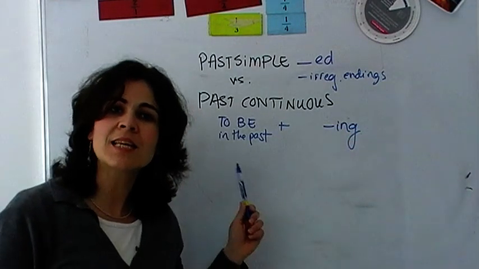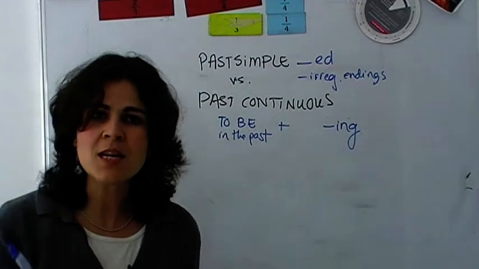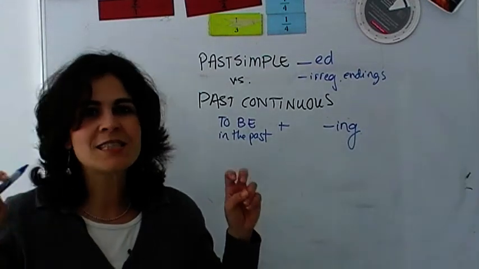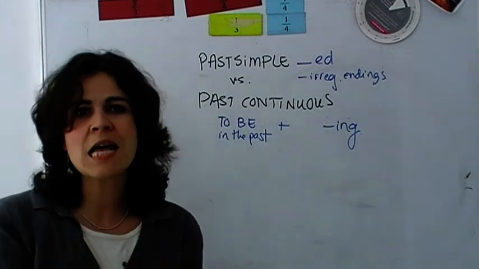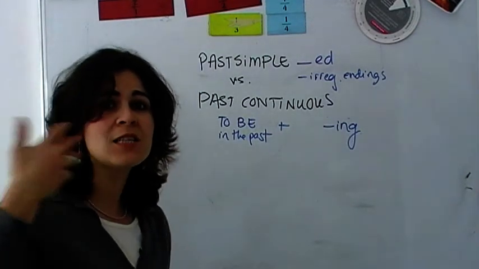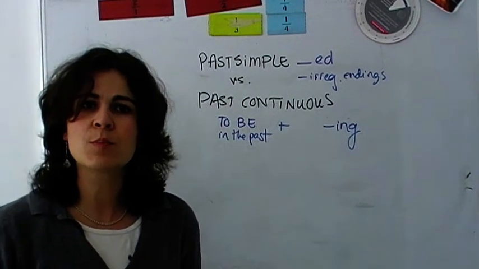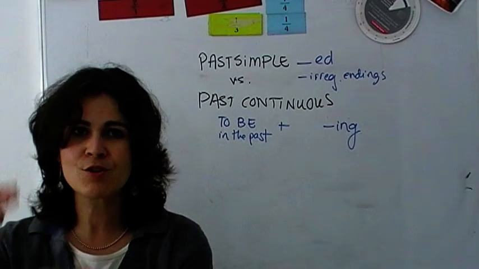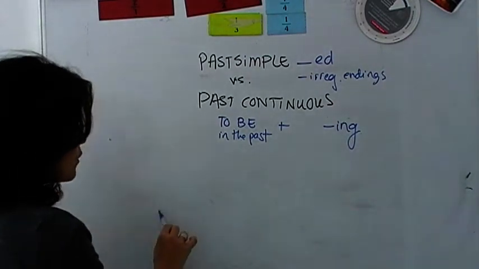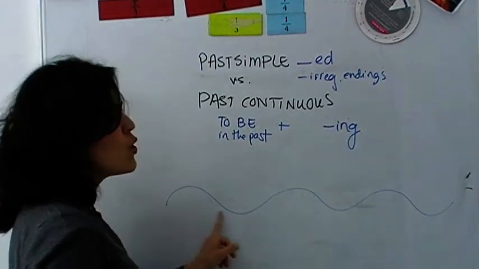So the past continuous is often used at the beginning of stories to set the scene, to tell what was happening at a specific time in the past. So actually, I like to think of the past continuous as a progressive action. So there, it shows me that there was an action going on, right?